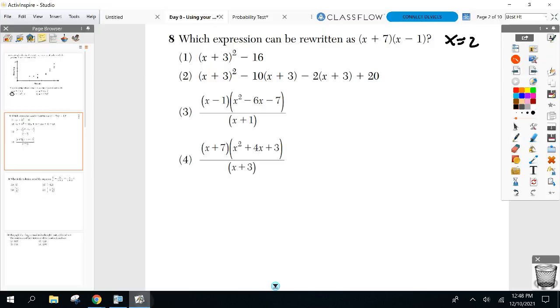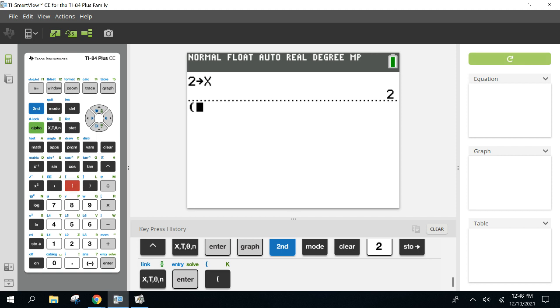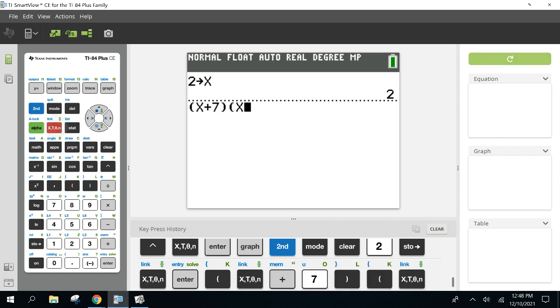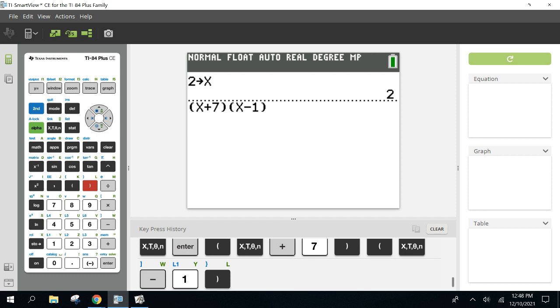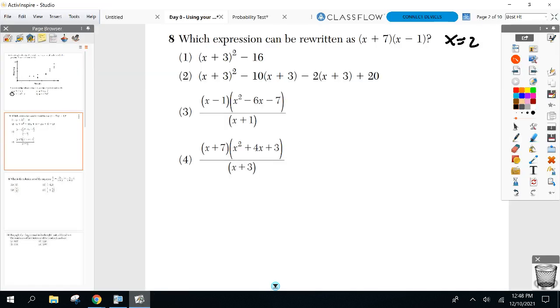All right, so let's see what our original is equal to. X plus 7 times X minus 1. So I type in X plus 7 times X minus 1. 9. So I am looking for one of those 4 choices where I get 9 back. All right, where I get 9 back. All right, you ready? Let's just go right down.